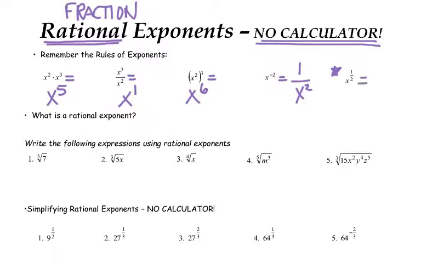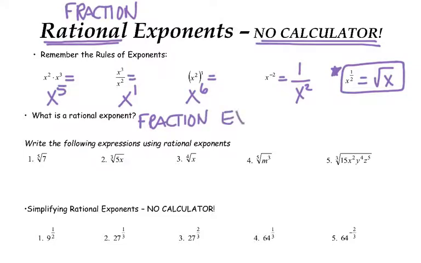Here we go. X to the 1/2 power, are you ready? Is the same thing as the square root of x. So a rational exponent is just a fraction exponent. And whatever the denominator of the fraction is, so here it was a 2, becomes the kind of root. That's the rule. Whatever the denominator is becomes the kind of root.